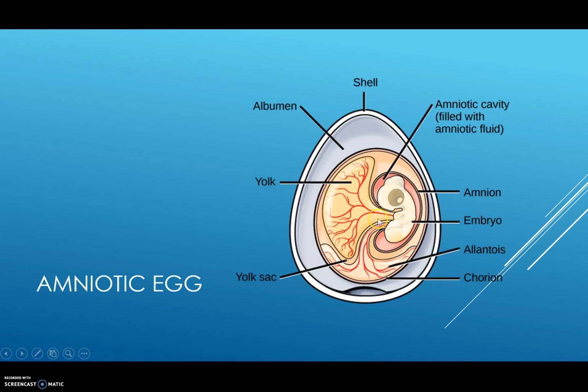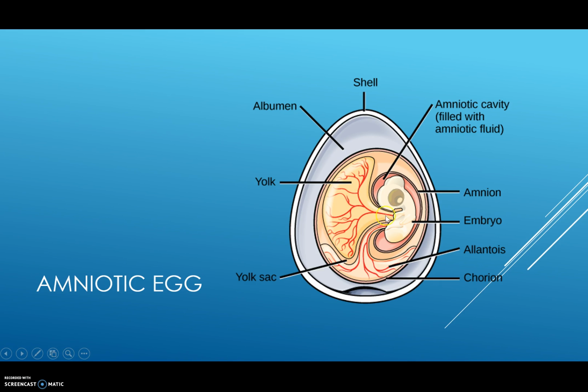Now, coming from the mouth of the embryo, if you can imagine it as a mouth region, coming from the mouth is the yolk, and some people refer to it as a yolk sac or the yolk. And basically what the yolk does is provide food and nutrition for the embryo as it grows and develops.